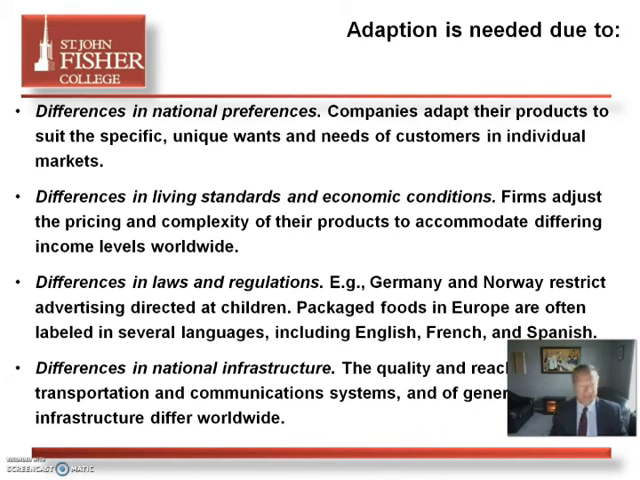So that is adaptation. Differences in natural preferences, differences in tastes, differences in climates. Certainly you wouldn't sell a snow shovel in the south of France, but you would sell a snow shovel in Germany and in Russia. So different laws, different regulations, different infrastructures, all those types of things are reasons for adaptation.